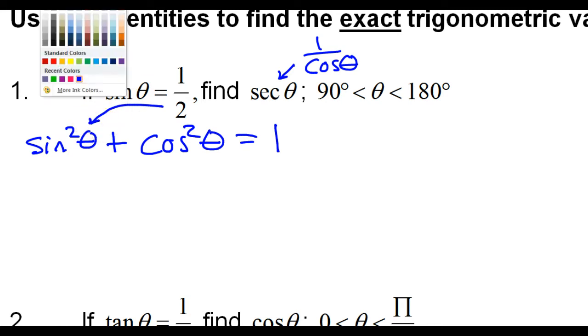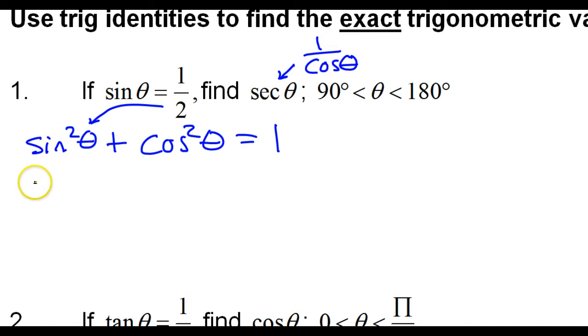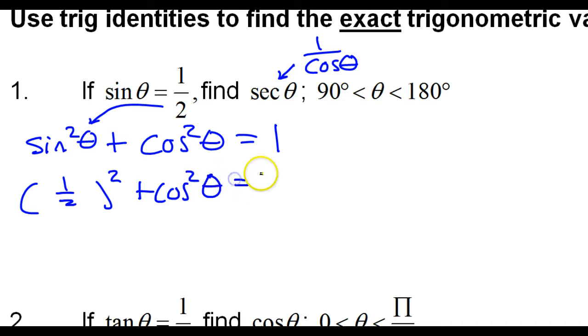Okay, so this is going to become, just one more time, having sine squared theta is like having sine theta squared. These two things mean the same thing. But sine theta equals 1/2. So this is 1/2 squared, okay? Plus cosine squared theta is equal to 1. So I want to find secant, so all I really have to do is find cosine and then do the reciprocal, turn it upside down.